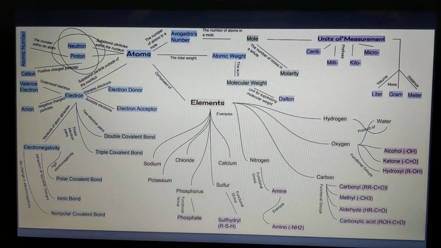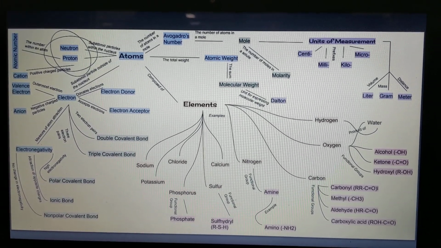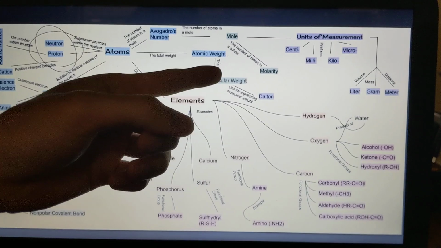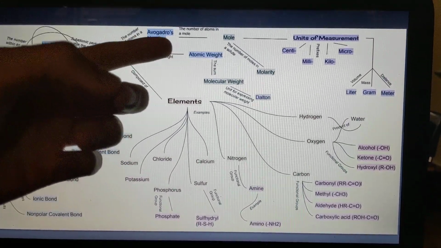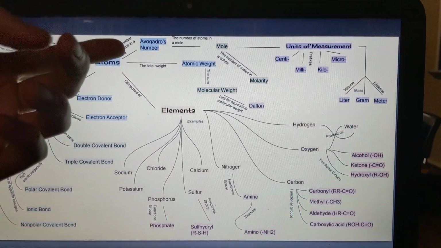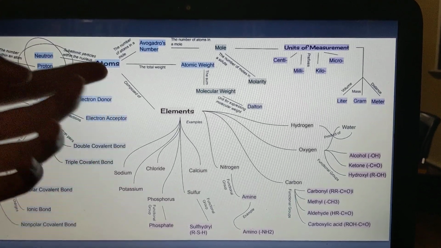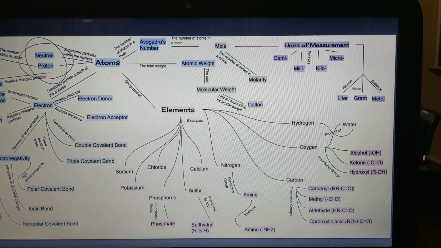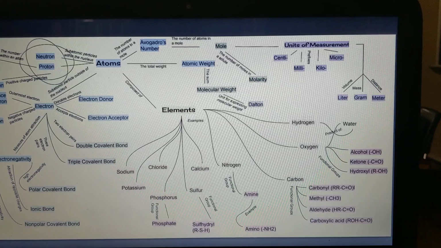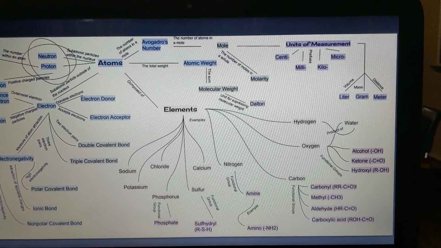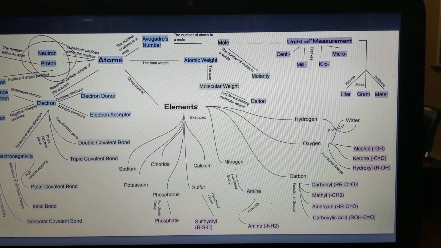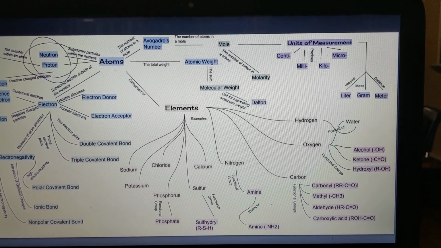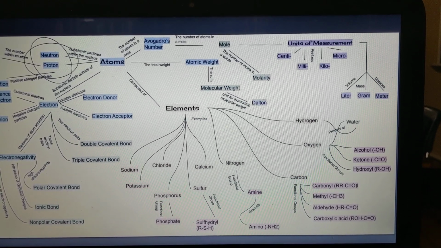And mole is a unit of measurement, which also leads us to our next units of measurement, which is centi, milli, kilo, and micro. And centi is the prefix for 10 to the negative 2. Milli is 10 to the negative 3, kilo is 10 to the third, and micro is 10 to the negative 6. And we use these units for volume. We use liter, grams for mass, and meters for distance.